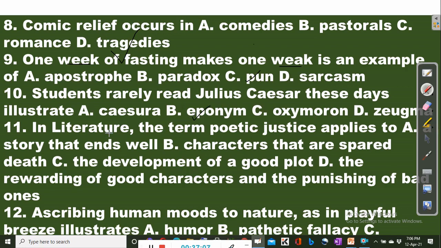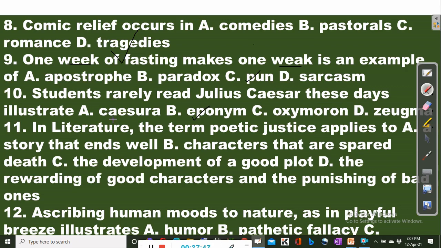Now let's look at these literary terms one by one. Like I said earlier, literary terms are the working tools you need for analyzing literature. And this is why we are really discussing this, because when you understand the various literary terms, they will enable you to analyze literature with ease. Now, students rarely read Julius Caesar these days. Illustrate a caesura. No, caesura is actually a pause or a break in a line of poetry.